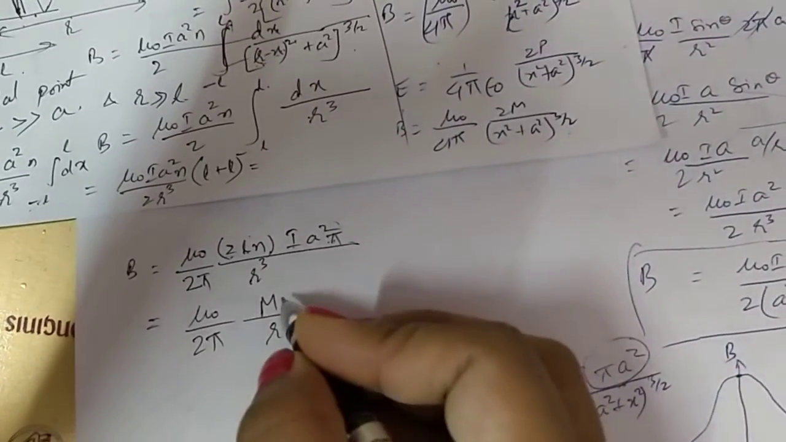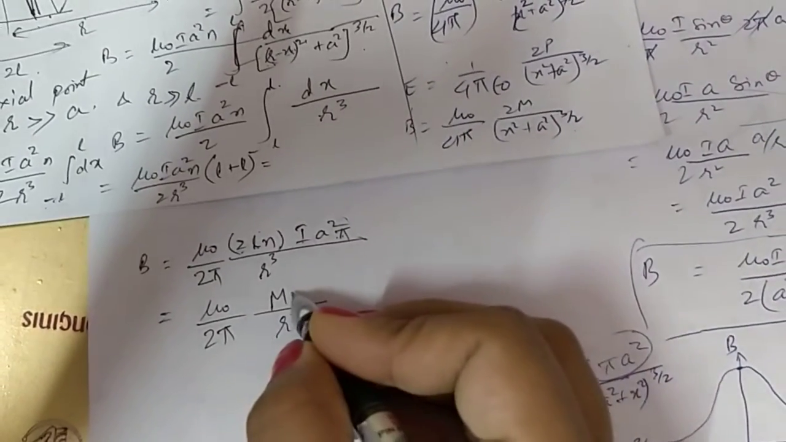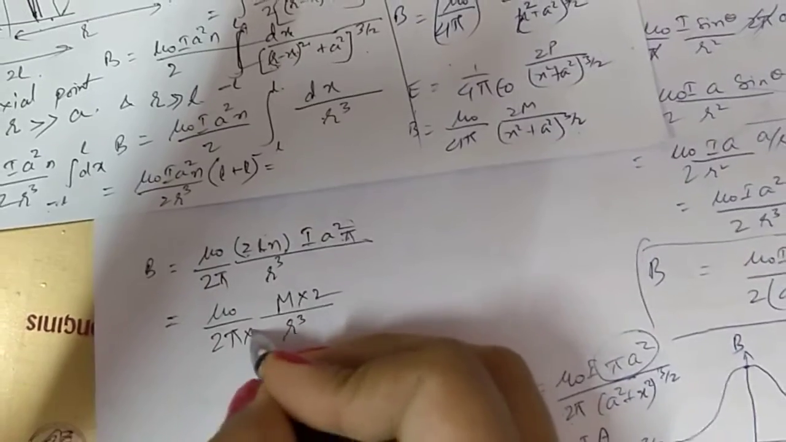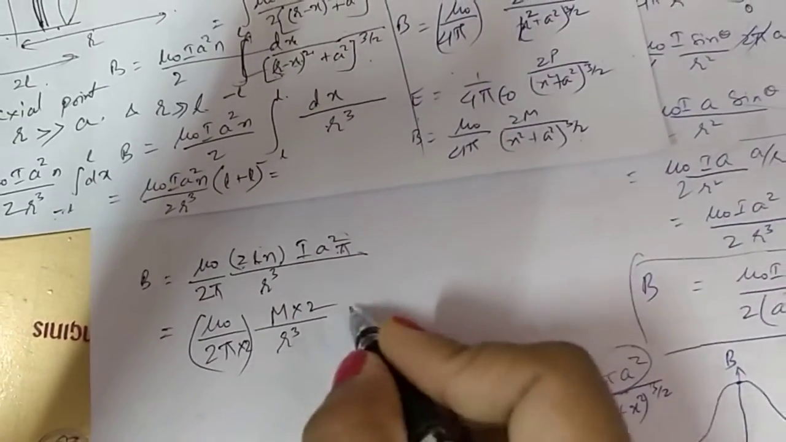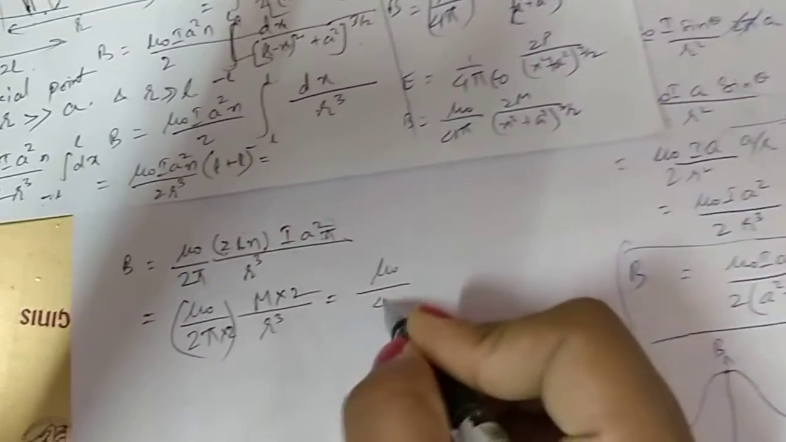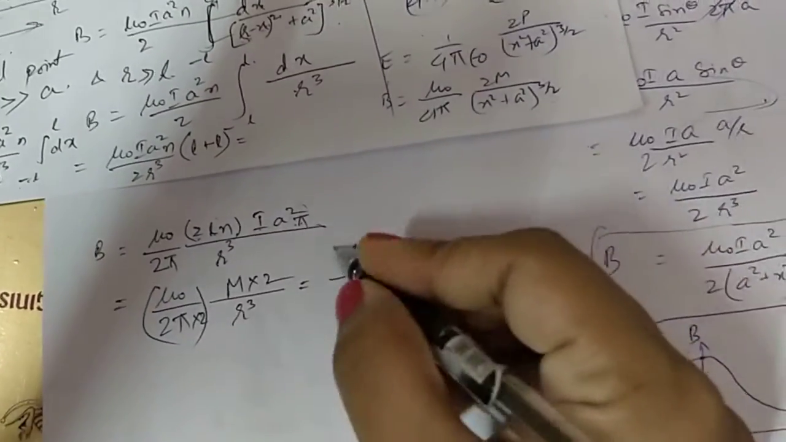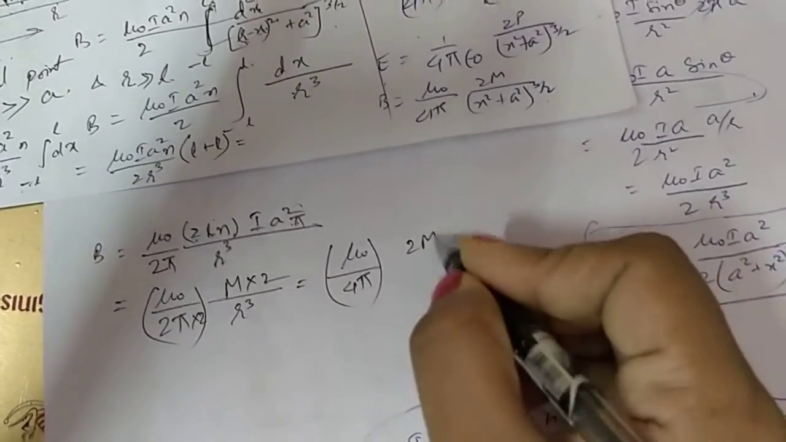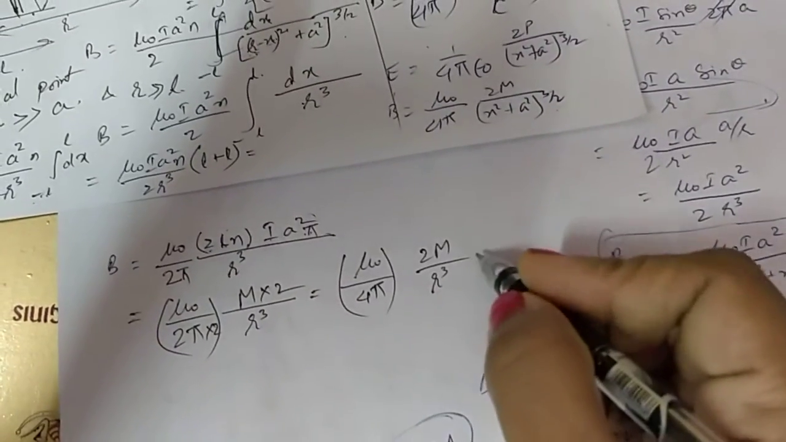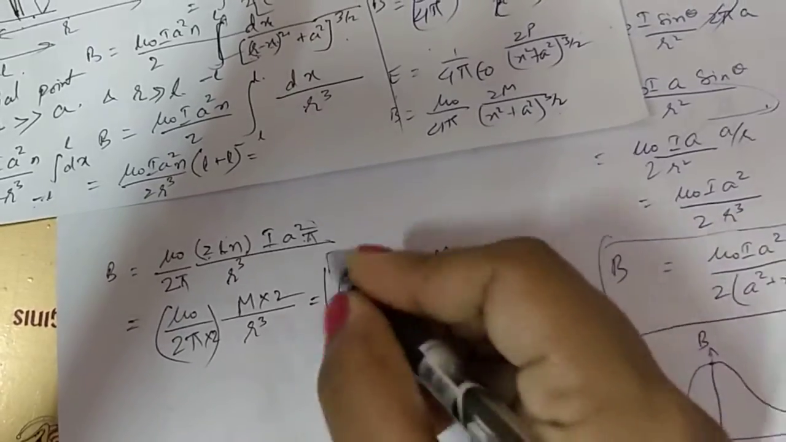Now I can multiply by 2 and divide by 2. Why am I doing that? Because you see the constant in magnetism is mu naught by 4 pi, so we know its value, and we don't have to remember different constants every time. So 2m by r cube. This is the expression of the magnetic field on the axis of the solenoid.